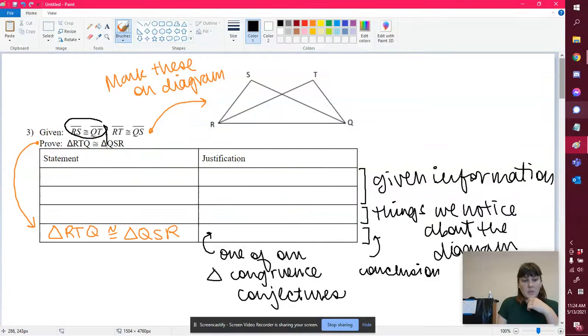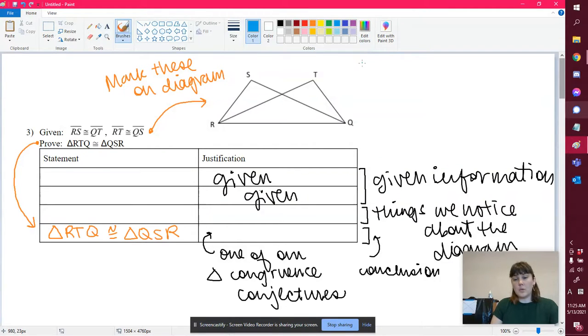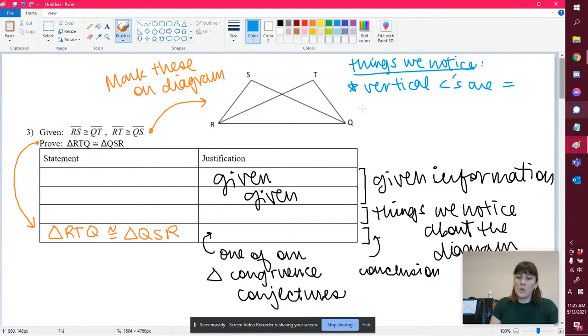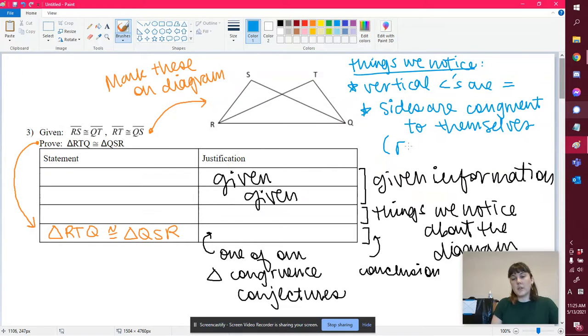Again, the given statements, we basically just put them right here. Anything that's in the given category, the justification is it was given to us. And the things we notice are generally going to be theorems from previous units. So it's that vertical angles are equal, or that lines are congruent to themselves. If a side is used in both triangles, we just say sides are congruent to themselves. And the mathy way to write this is the reflexive property.